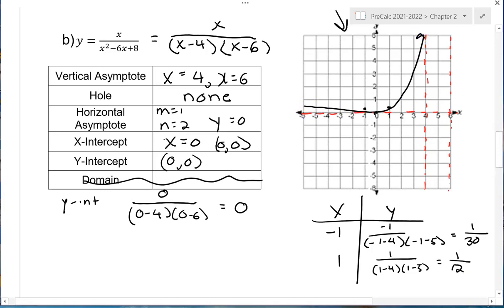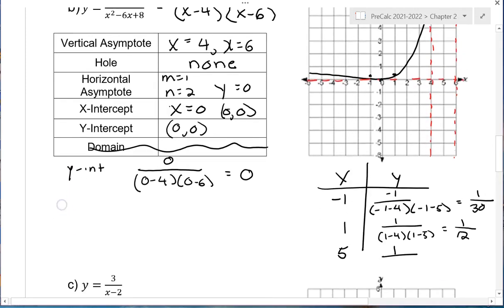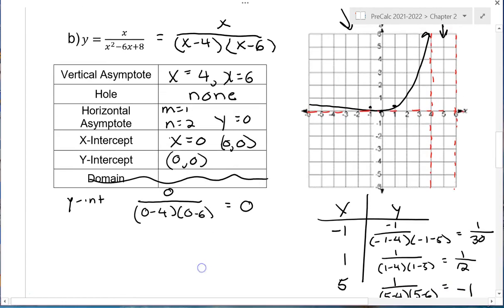Now let's go inside these two asymptotes. So I need a point in here. 5 is right there in the middle. I'm going to use 5. So I have 1 over 5 minus 4 times 5 minus 6. That's going to give me a -1. And right here, you get that. Okay.